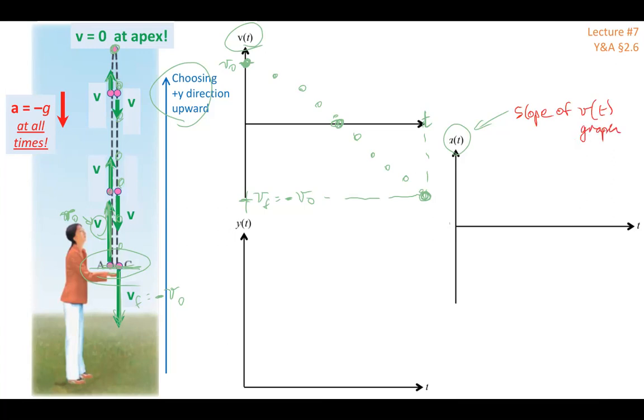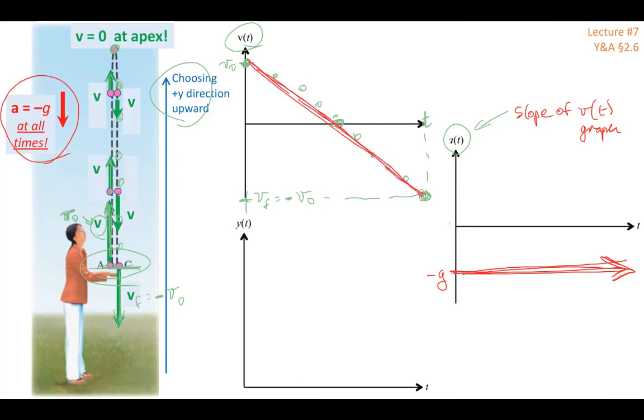Okay. We already know that for an object in free fall, the acceleration has one constant value at all times. So it should just be a straight line like that. Therefore, because this is the slope of the velocity graph, that tells us that the velocity graph must have a constant slope of negative g, and therefore the velocity graph has to be a straight line as well.